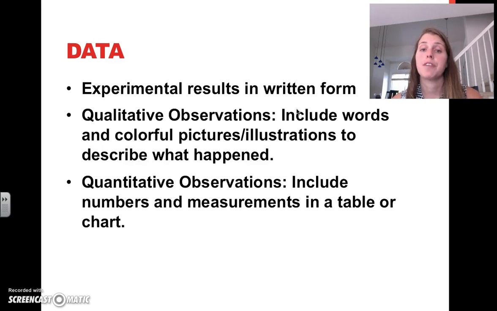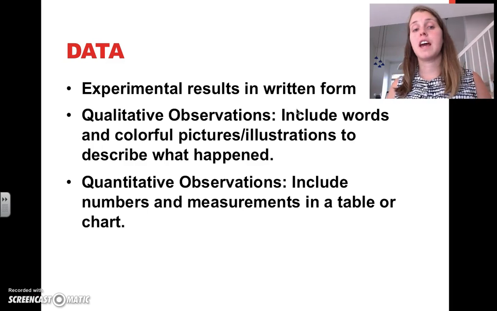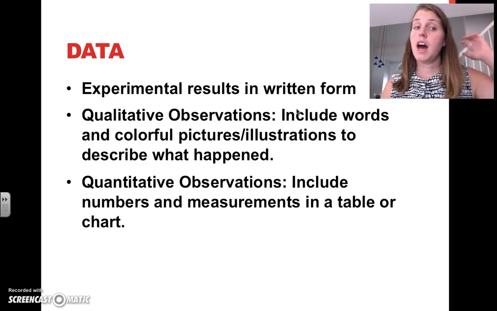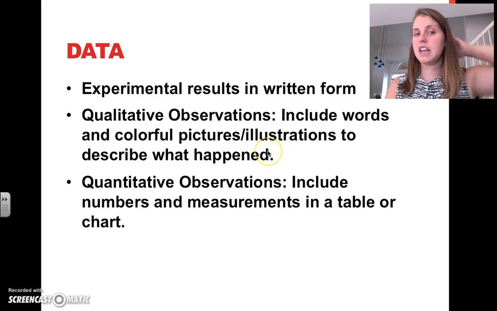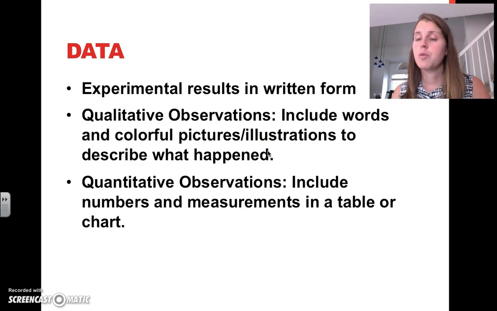Data. Finally, you want to write out the information you get. So you're going to do the experiment following your procedure, following your methods, and you're going to get experimental results. And this is typically data. It can either be in the form of numbers, which we'll get to a lot this year in 8th grade, or it could be in the form of qualitative observations.